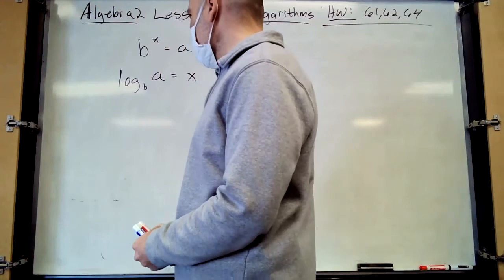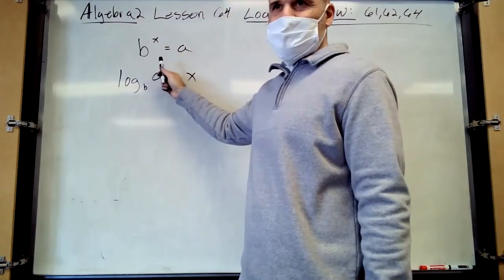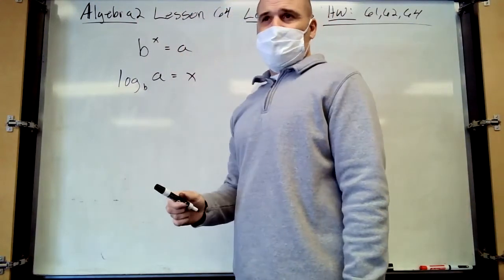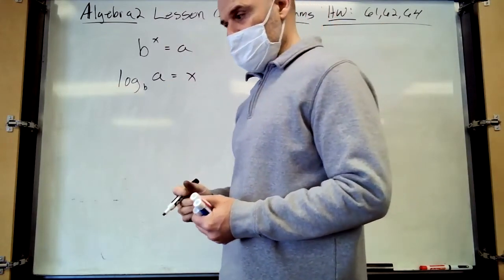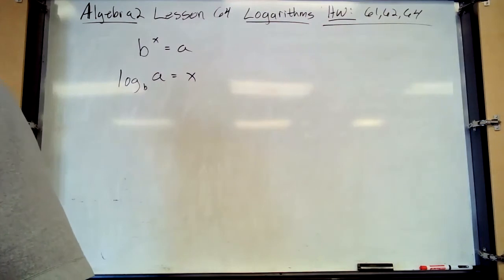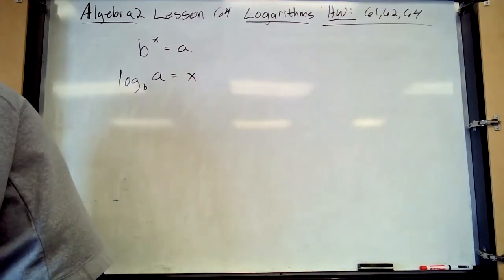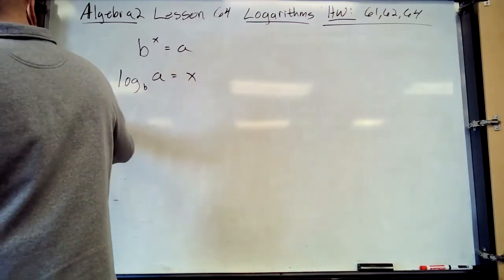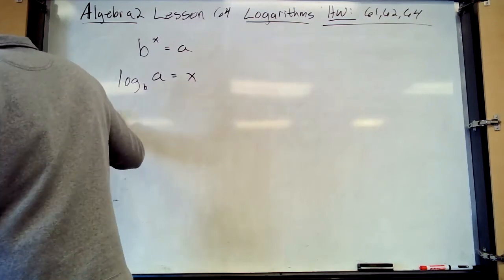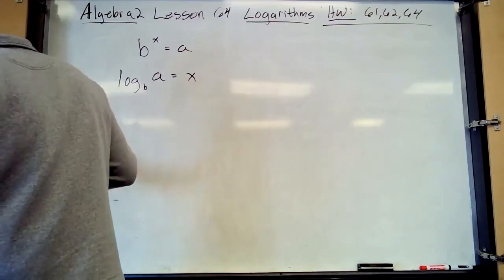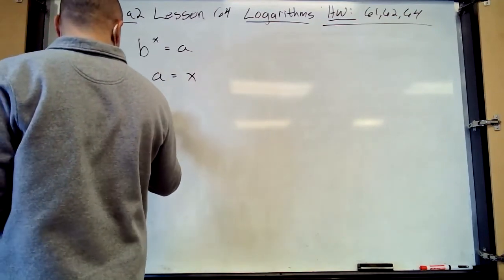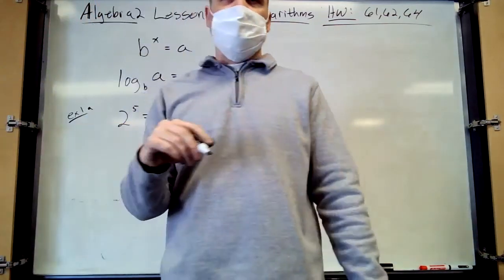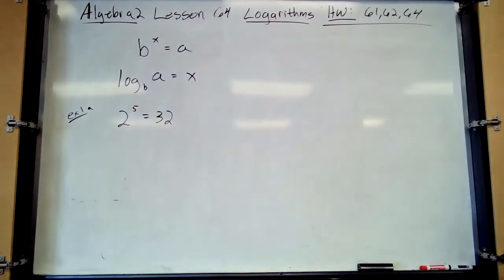So basically, you're rewording the question. What exponent do you apply to b to get a? Okay. So I'm going to convert. So here's example 1a. This is 2 to the 5th equals 32. We knew that, right? Because 2 times 2 times 2 times 2 times 2 equals 32, right?